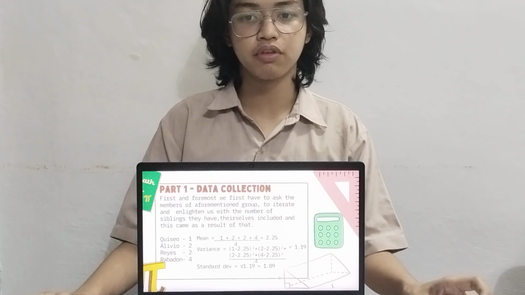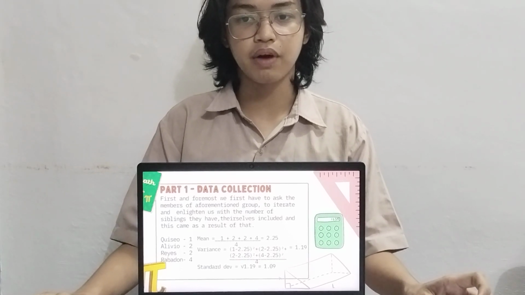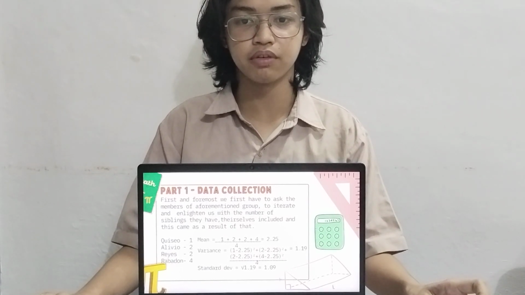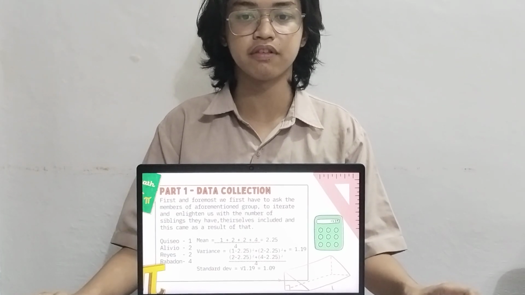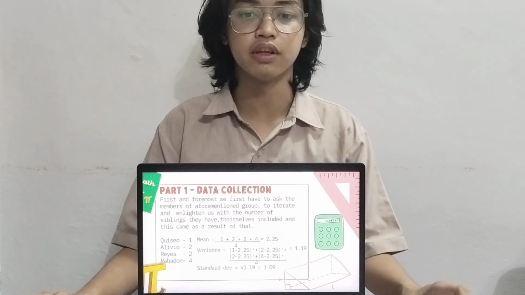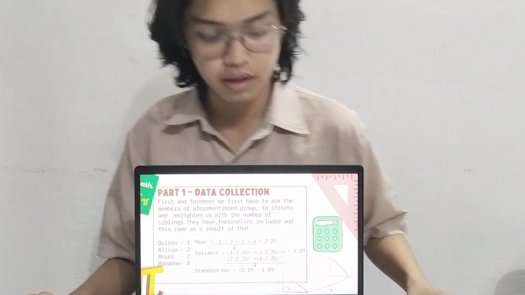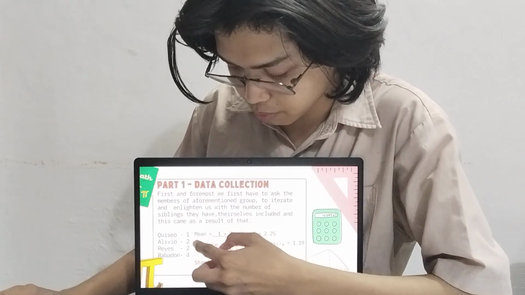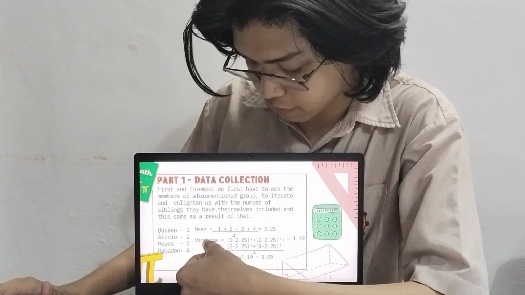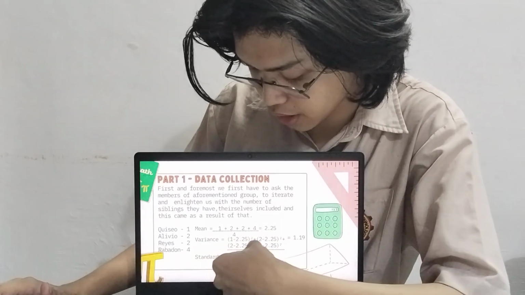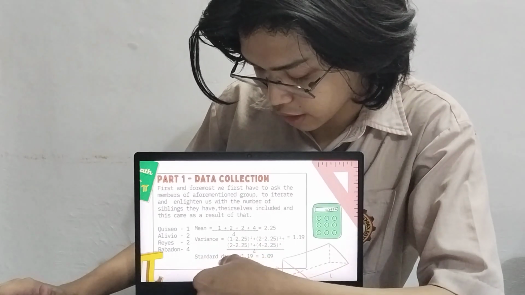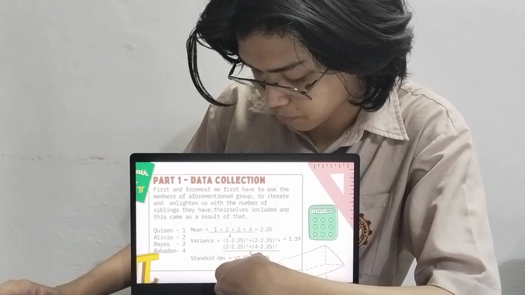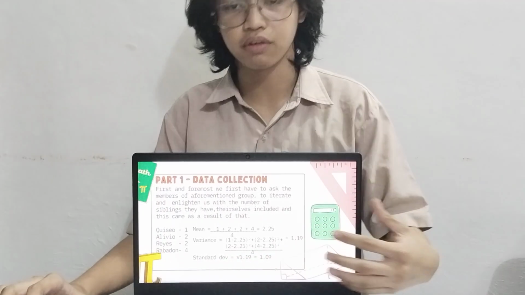Part 1. Data collection. First and foremost, we asked the members of the aforementioned group to tell us the number of siblings they have, themselves included. This came as a result of that. These are the number of siblings of each member. This is how we calculated the mean, the variance, and the standard deviation. And this is our solution.